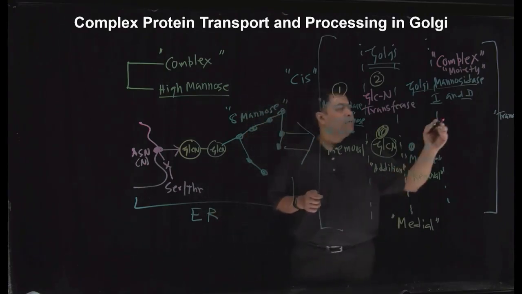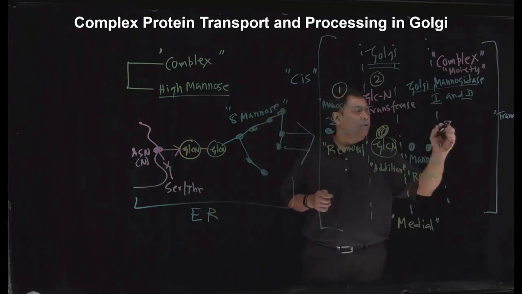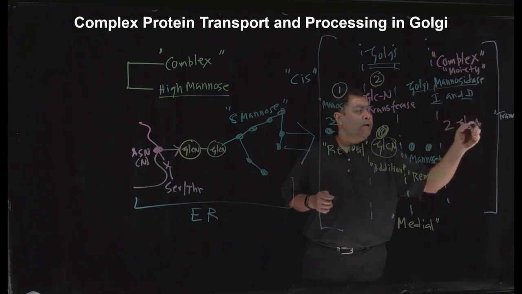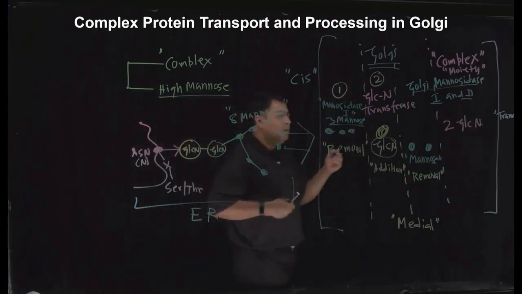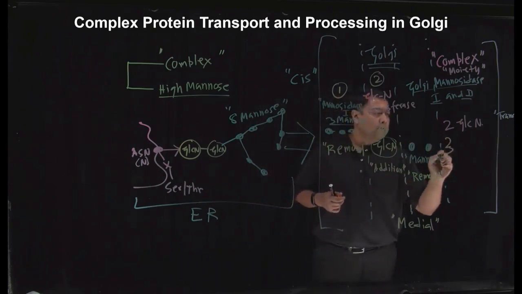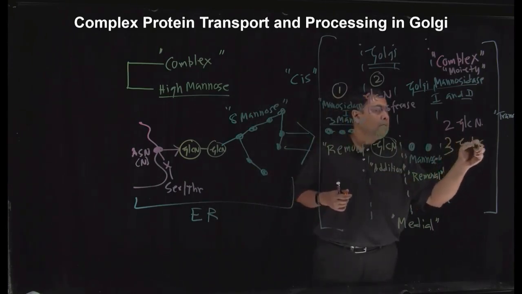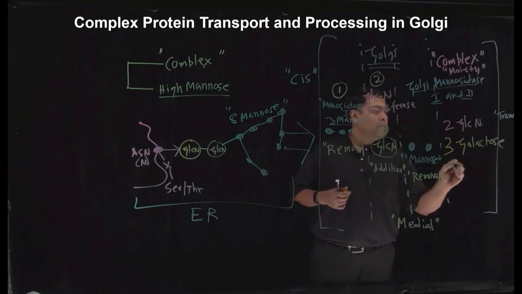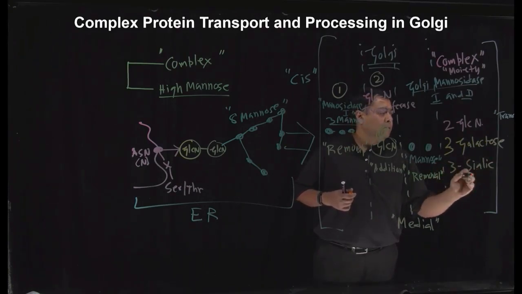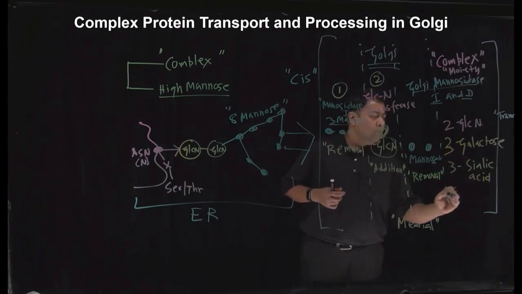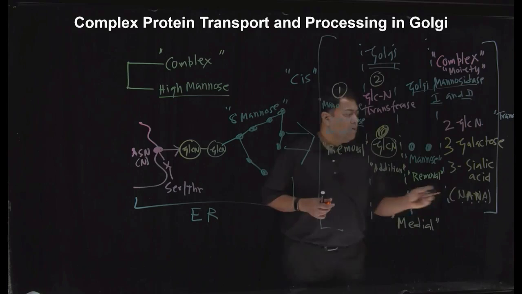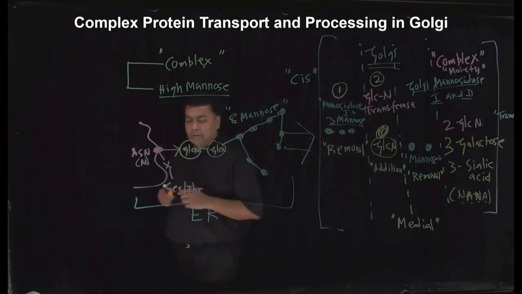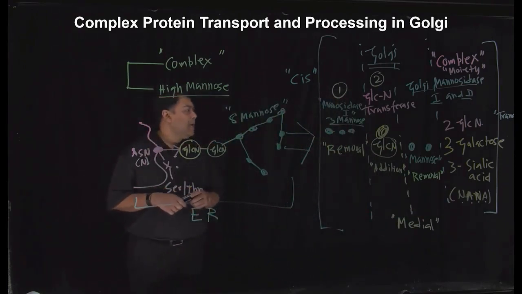These complex moieties could be addition of 2 N-acetylglucosamine, 2 N-acetylglucosamine. Then we have 3 galactose, and 3 sialic acid, which is also known as the NANA or NA, which is N-acetylneuraminic acid. So these are the 3 modifications that you are going to see.